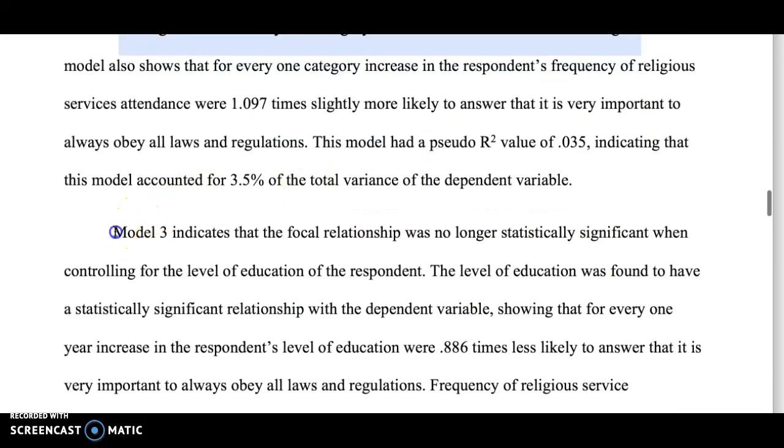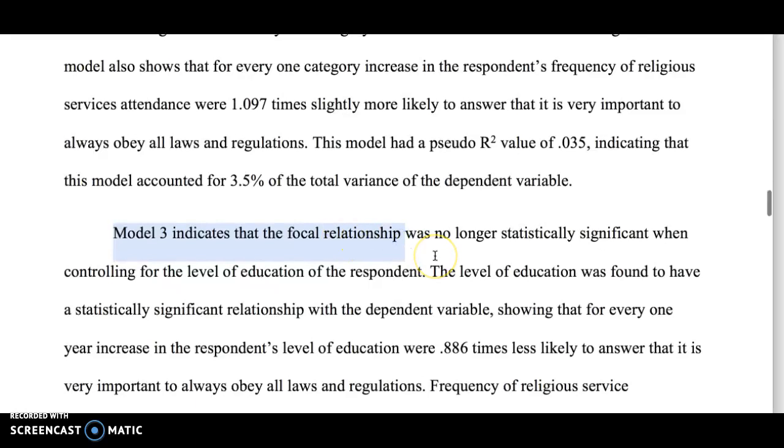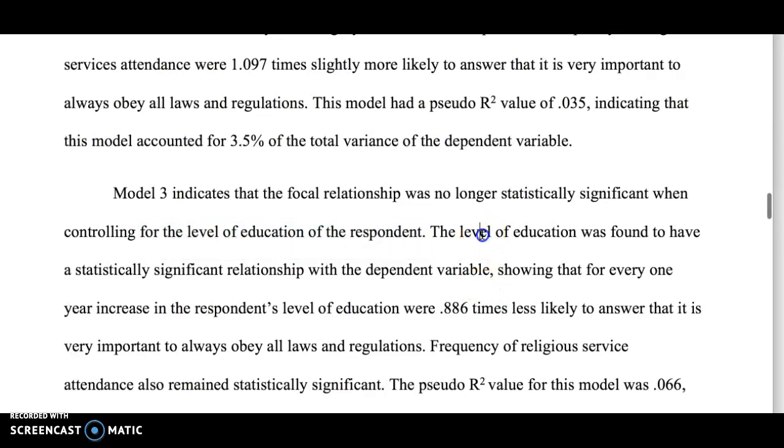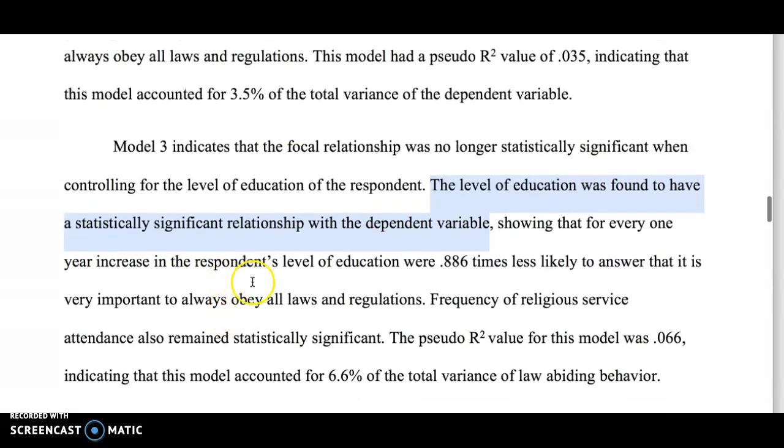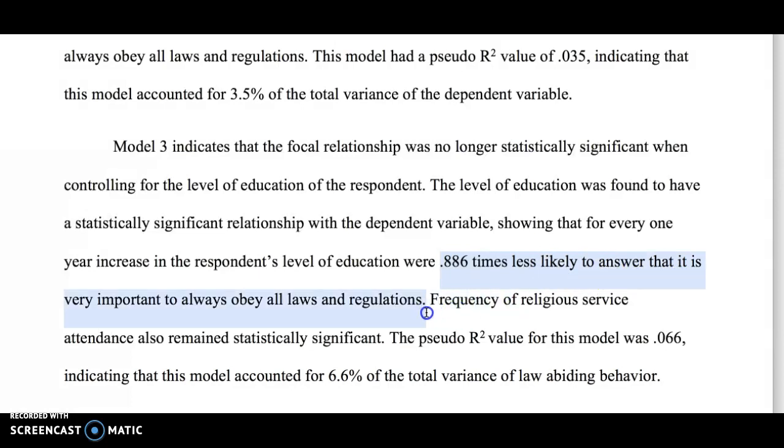So look at this. In Model 3, the focal relationship, and that is that main relationship, the relationship of focus, was no longer statistically significant when controlling for level of education. So suddenly, education became more important than just religion. And then it talks about that. Level of education was found to have a statistically significant relation with the dependent variable, and you could literally say with abiding by the laws, showing that for every 1 year increase in the respondent's education, they were less likely to answer that it's important to obey the laws and regulations.